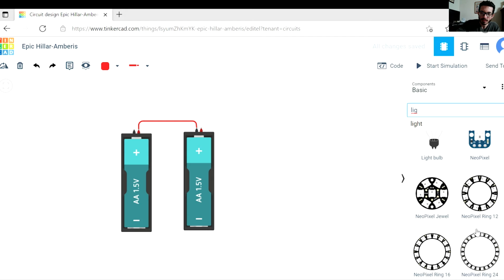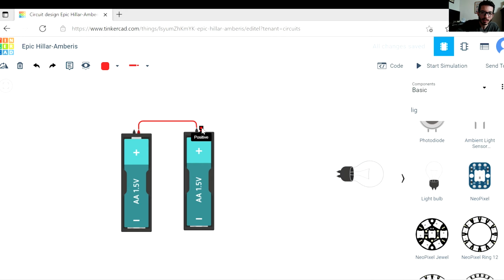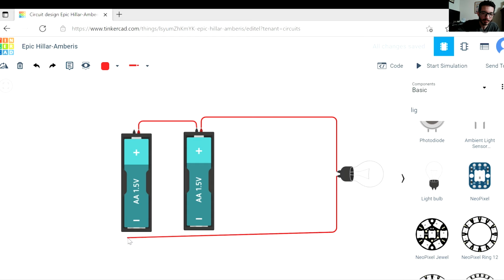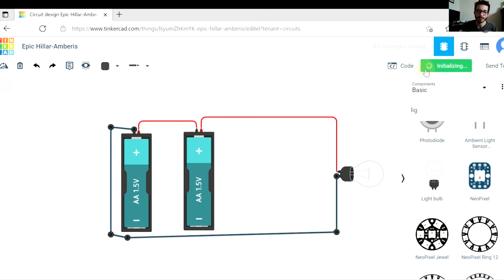Let me see what kind. Oh, there you go. Well, you have this one right here. There you go. We rotate with R. Just press R to rotate. And then we close our circuit with our wire. So now this is connected to the battery. And since this is connected to the negative lead, we're going to have this black. Okay, so if we run the circuit, we have the light bulb turning on.